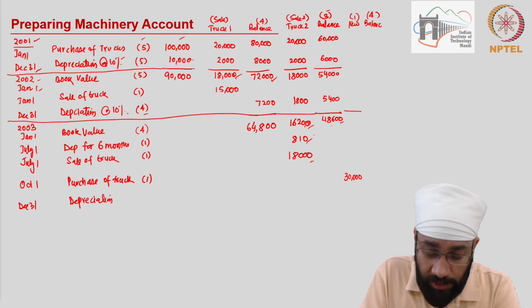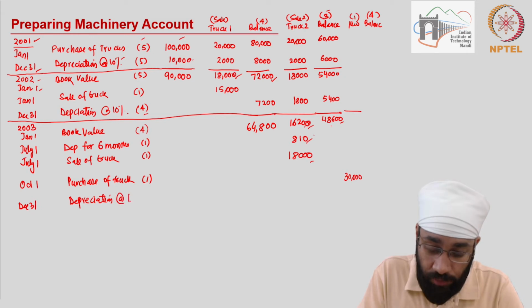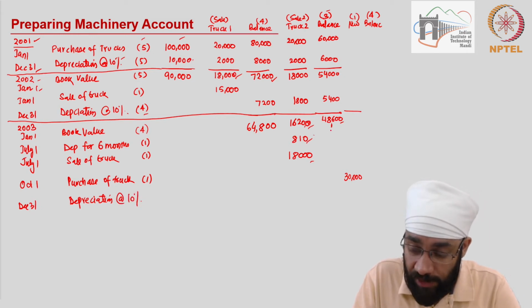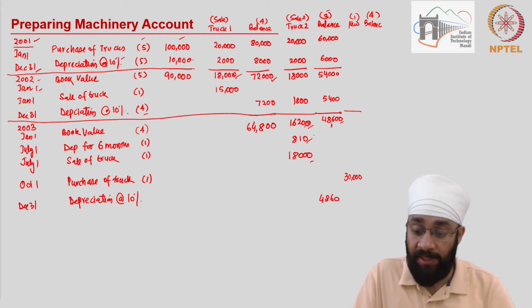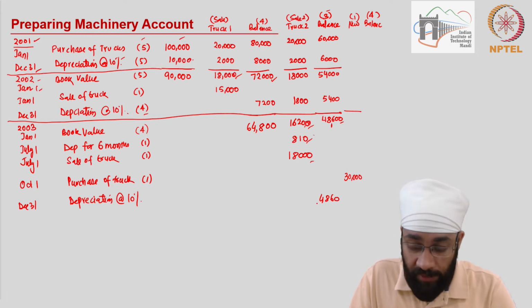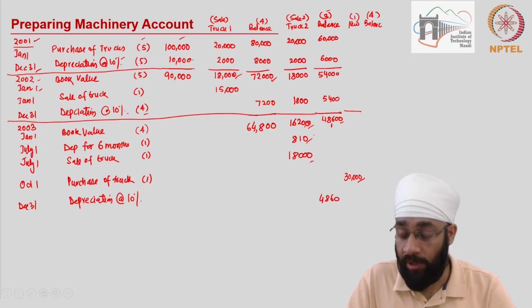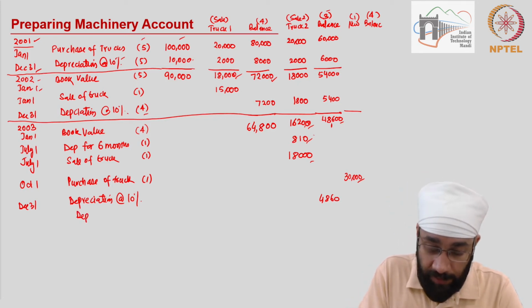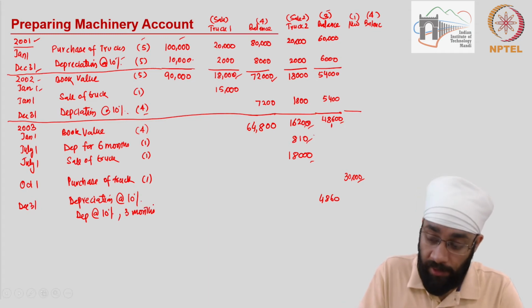So the question is, how much depreciation is to be charged? Depreciation is to be charged at 10% on how many trucks? So you will have 4860 as the depreciation on the three trucks for the full year, and for the new truck that has been bought for 30,000, you will charge depreciation at the rate of 10%, however only for 3 months, because you have used it only for 3 months.